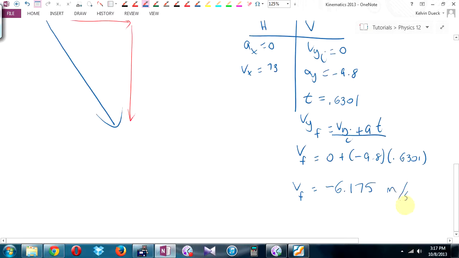What's the negative telling me? Vertically, is it traveling up or down when it hits the ground? Down, which I knew, but that's a confirmation.